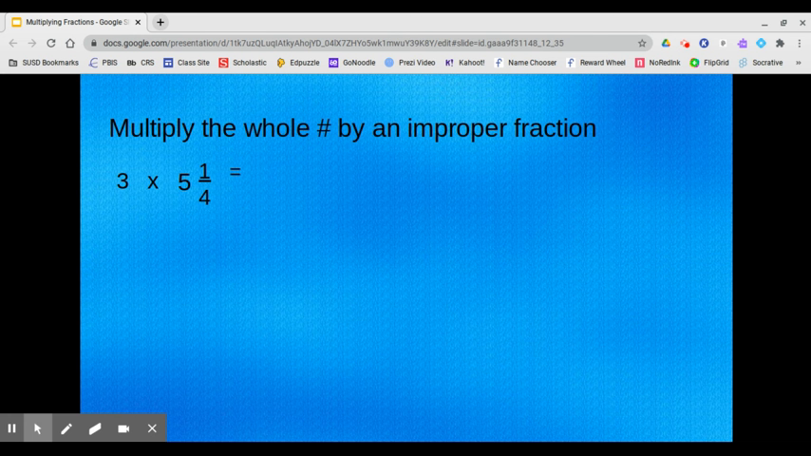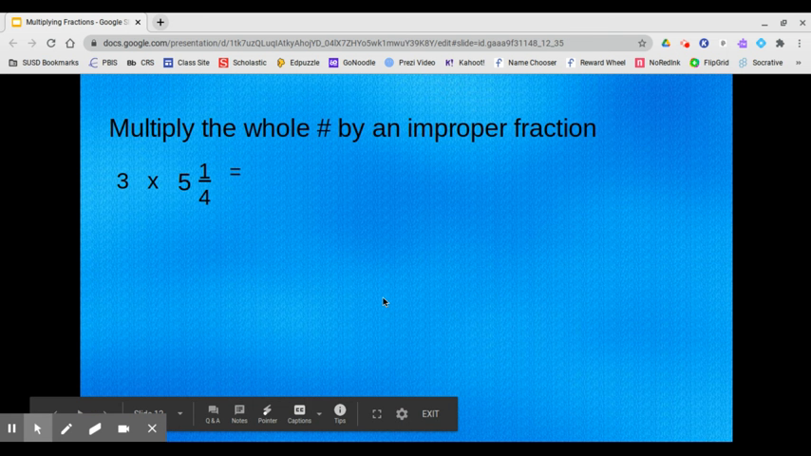That's still on there if you need a refresher, because that's how we're going to actually multiply a whole number with that mixed number, by changing that mixed number into an improper fraction. So let's say we have 3 times 5 and 1/4. We're going to change that mixed number, 5 and 1/4, into an improper fraction.